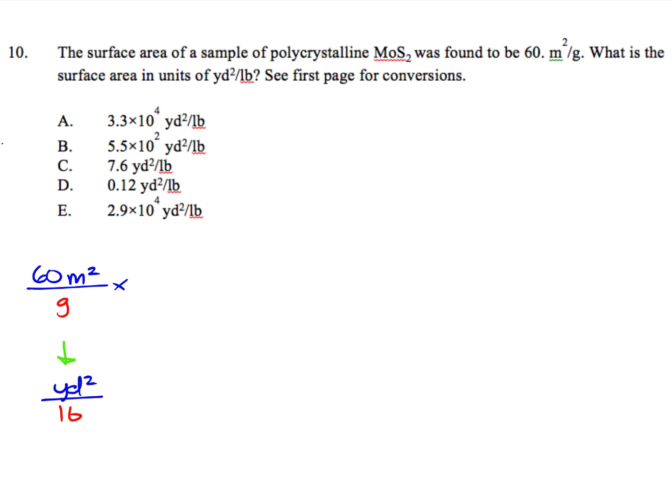Okay, so the conversions we're going to need, which you can get from the front page of the exam, a yard is 36 inches. An inch is 2.54 centimeters. And the centimeter to meter conversion, I don't know if you were given that one. But that one, I think everybody knows that there's 100 centimeters in a meter.